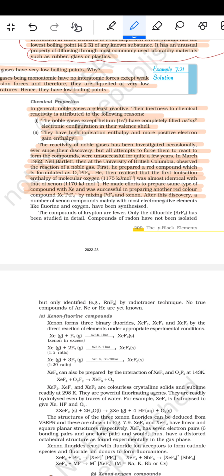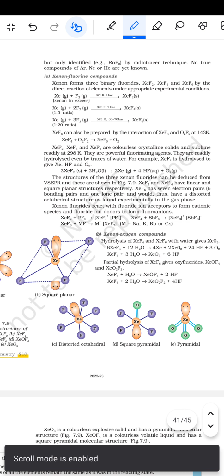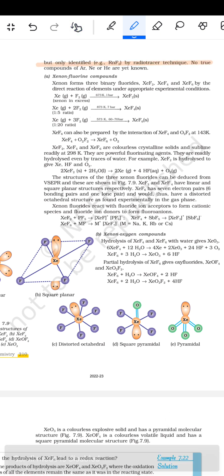After this discovery, a number of xenon compounds, mainly with the most electronegative elements like fluorine and oxygen, have been synthesized. The compounds of krypton are fewer. Only the difluoride KrF2 has been studied in detail. Compounds of radon have not been isolated, but only identified, RnF2, by the radiotracer technique. No true compounds of argon, neon or helium are yet known.